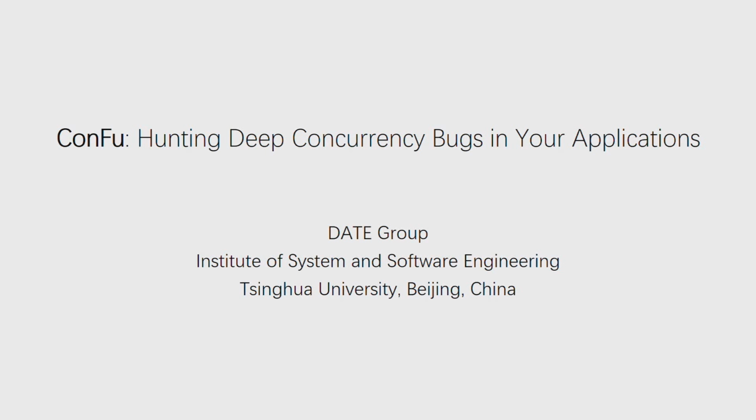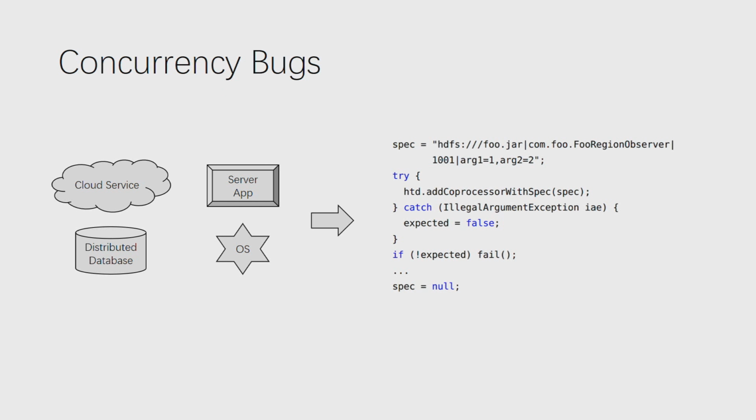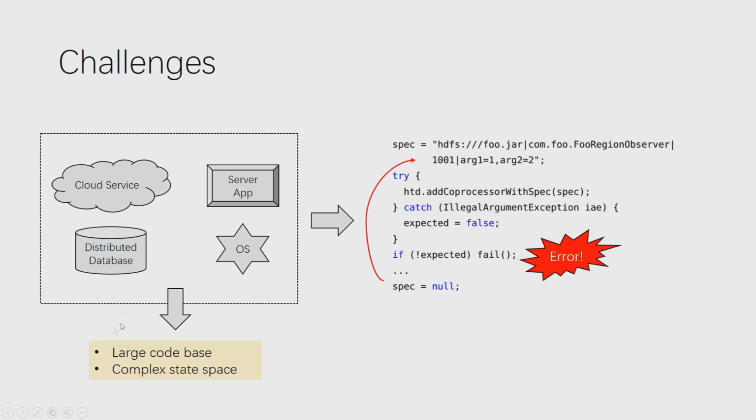Hi everyone, today we are going to introduce the ConFu system, which helps you find concurrency bugs deeply rooted in your applications. Concurrent software is now everywhere in the real world. Inside these systems, we have a lot of code running in a highly concurrent way. As the real-world applications become larger, it becomes much harder to find bugs.